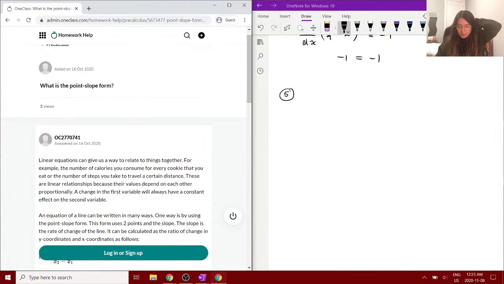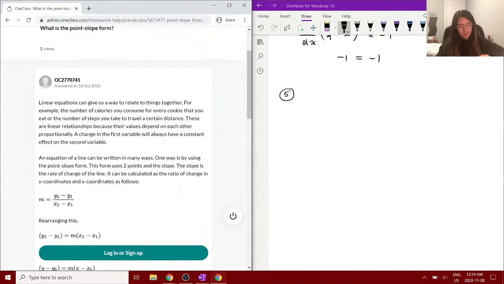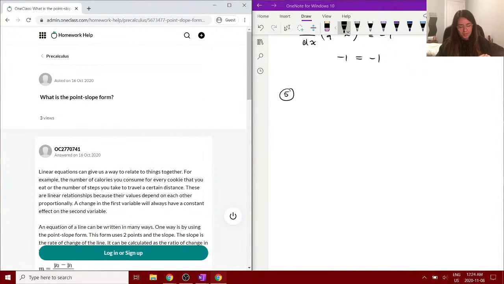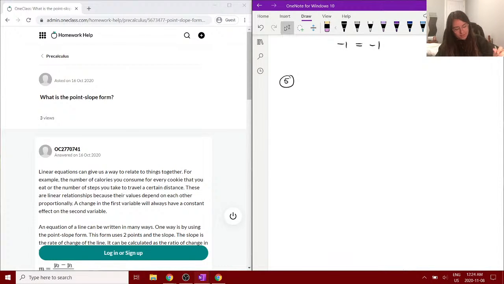They give the example here that the number of calories you consume for every cookie that you eat, or the number of steps that you take to travel a certain distance, are linearly related because their values depend on each other proportionally. So the change in the first variable will always have a constant effect on the second variable. I think those are kind of confusing examples, but hopefully we can see as we go through the example.